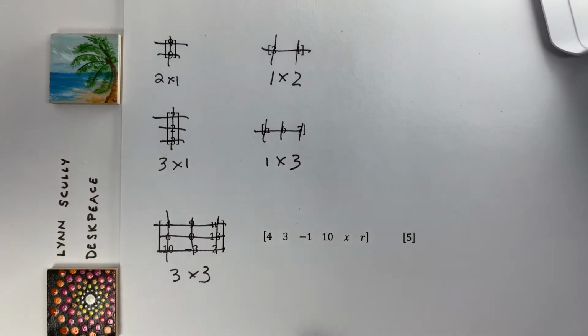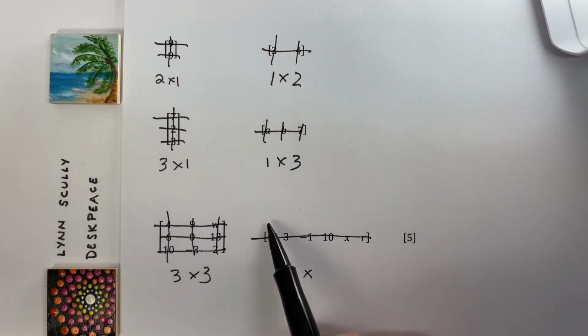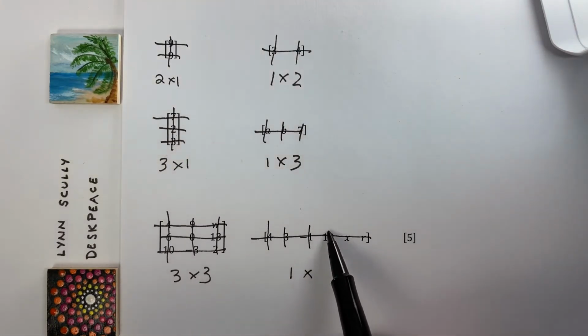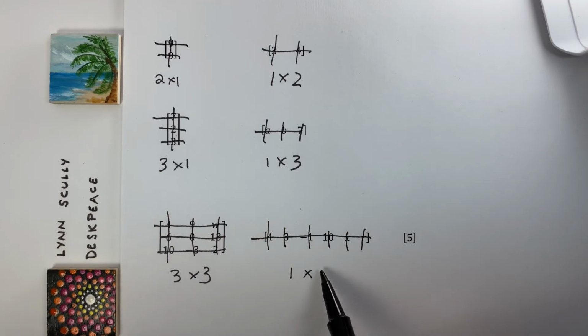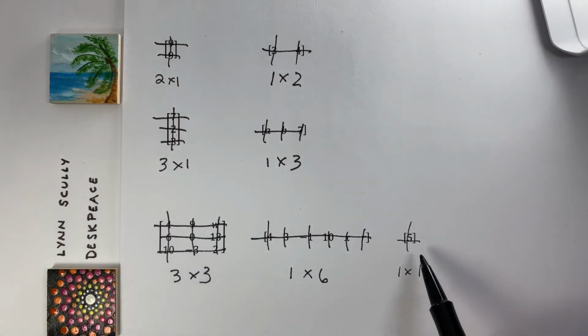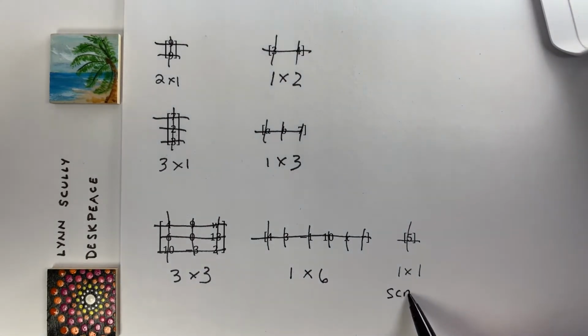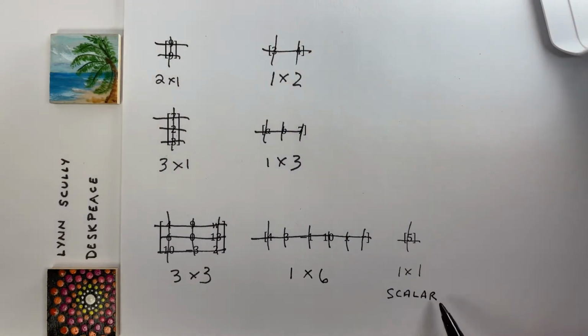That's another square matrix. Number of rows here is 1 by the number of columns, 1, 2, 3, 4, 5, 6. That's a 1 by 6. And this one is 1 by 1. A square matrix, but we also have a special name for that. We could call it a scalar.